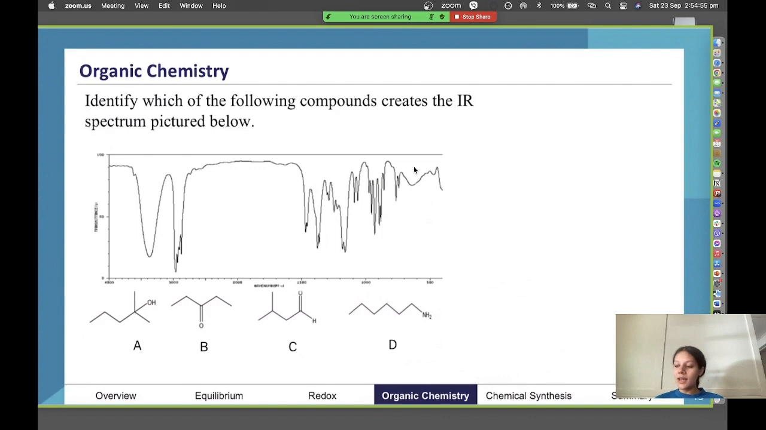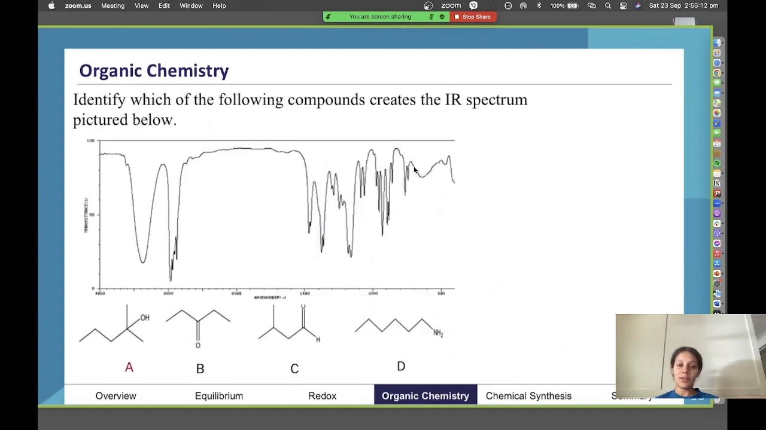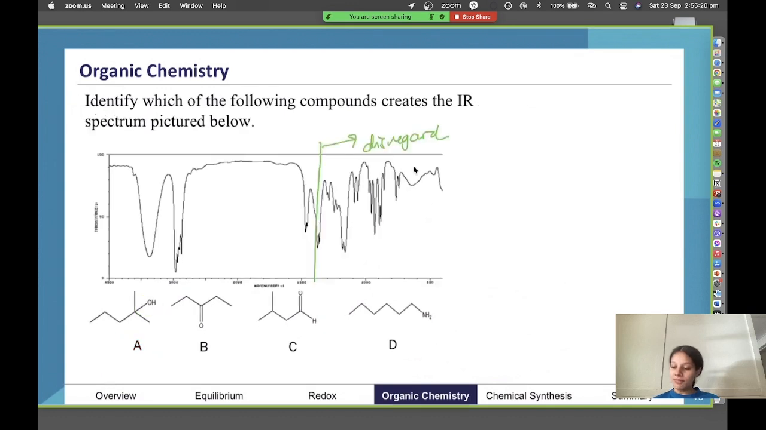And then we have the same type of question here where we want to identify the compound from the IR spectrum, again, disregarding everything below here. I think we call that the fingerprint region, but we don't ever look below 1400 in terms of wave number. So if you want to consider what we're actually creating, we have A. So we have an OH group present from the actual peaks that we've got here.